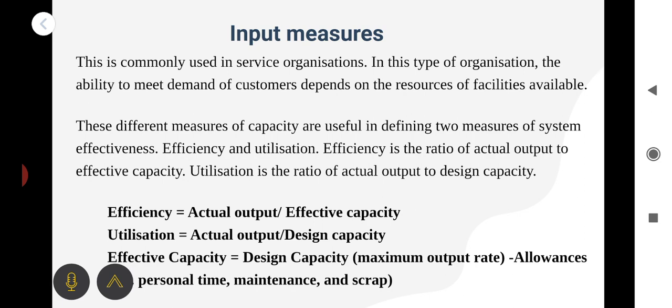These different measurements of capacity are useful in defining two measures of system effectiveness: efficiency and utilization. Efficiency is the ratio of actual output to effective capacity. Utilization is the ratio of actual output to the design capacity. Both these terms are different. Efficiency means actual output divided by effective capacity. Utilization means actual output divided by design capacity. Effective capacity means design capacity minus allowances, such as personal time, maintenance and scrap, etc.